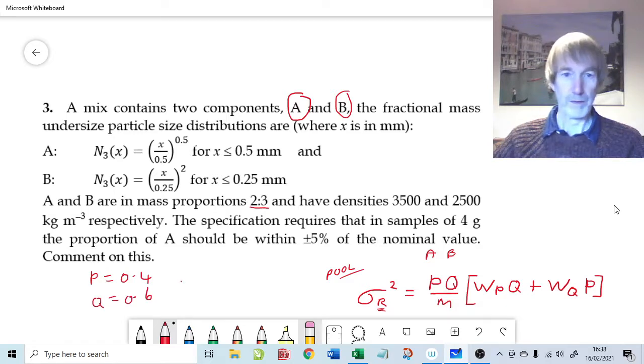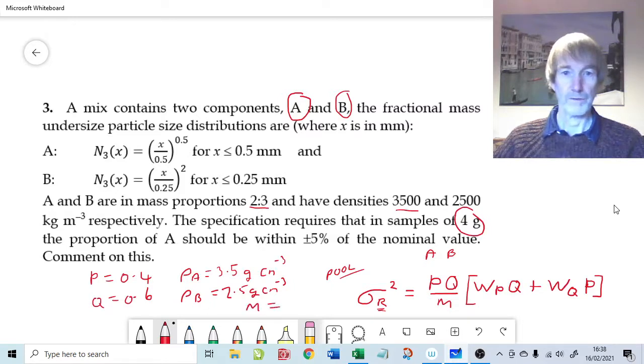Densities, I'm going to say density of component A is 3,500 kilograms per meter cubed, but I'm going to use 3.5 grams per centimeter cubed, using CGS units, and density of component B is therefore going to be 2.5 grams per centimeter cubed. The only other aspect is the scale of scrutiny, which is 4 grams, so M equals 4 grams.